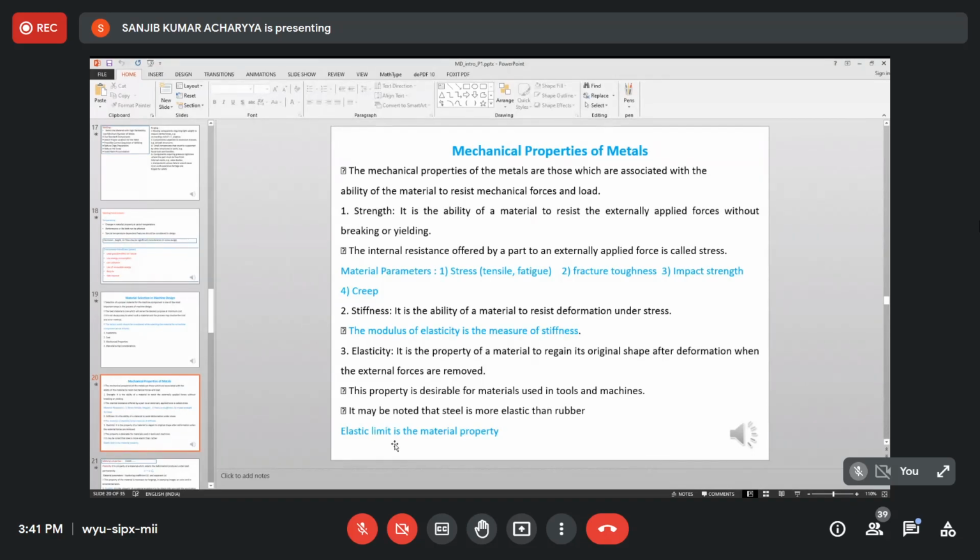Another material property is stiffness. Stiffness is generally represented by the elastic modulus of the material. The material property which represents the stiffness is given by the modulus of elasticity. Elastic limit. Elastic limit will give you the material property while plastic deformation is concerned, because the elastic limit divides the material behavior into two zones. Below the elastic limit, the material behavior will be elastic in nature, and beyond the elastic limit, the material behavior will be plastic in nature. So the material property which decides whether there will be plastic deformation or not is the value of yield stress, or sometimes the elastic limit. Elastic limit represents this property.